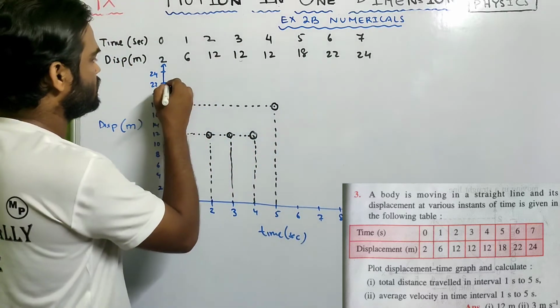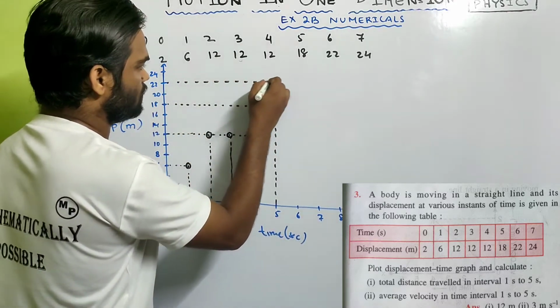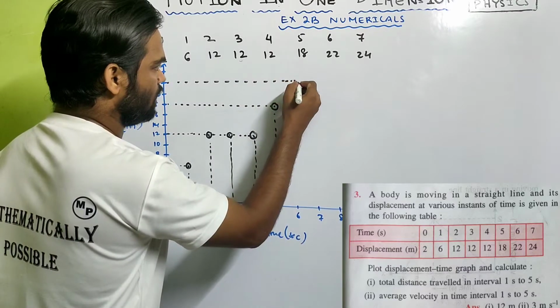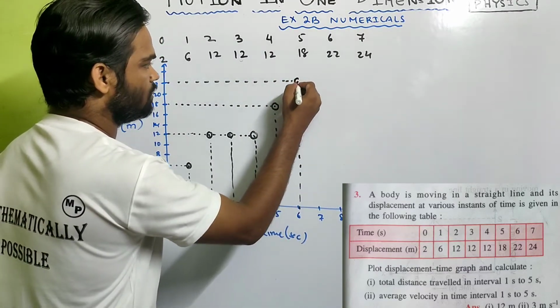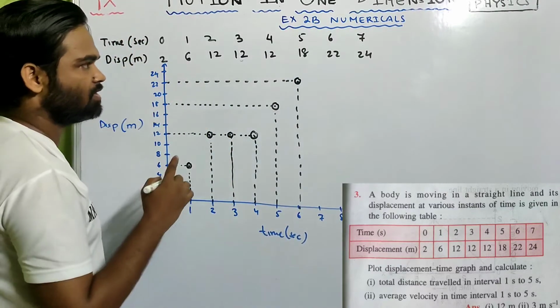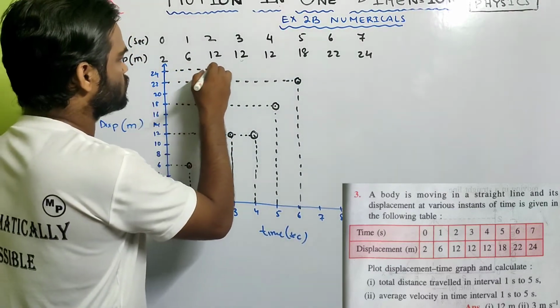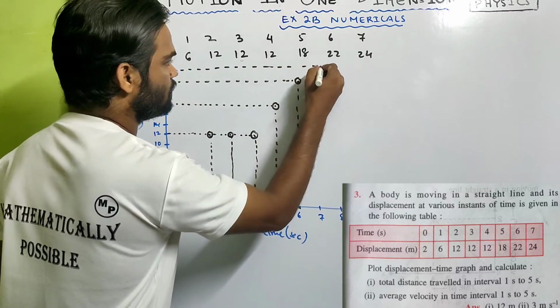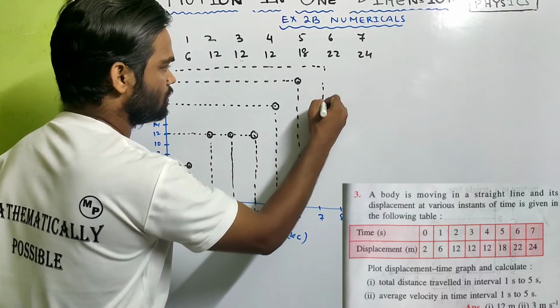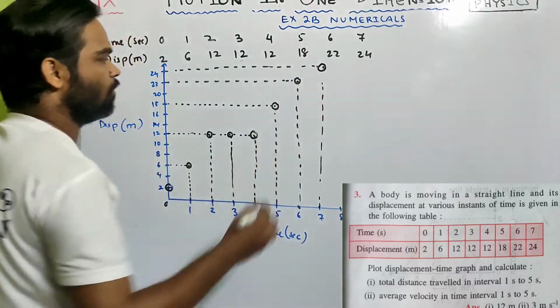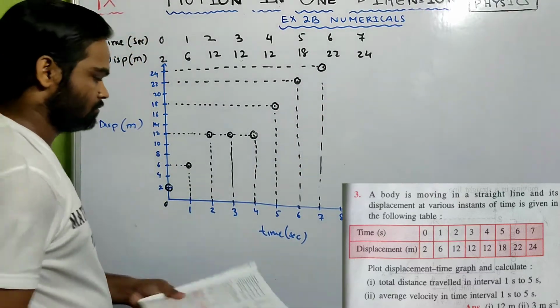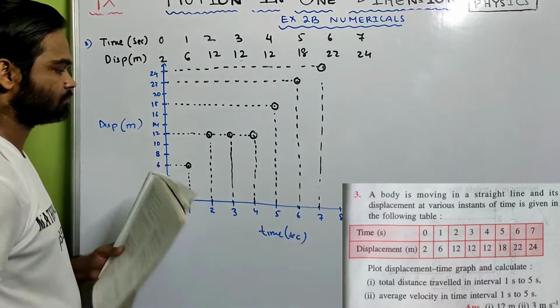After 6 seconds is 22. So somewhere over here 22. After 6 seconds over here 22. And after 7 seconds it was 24 over here. Look carefully. So this is my 24. Now let us join the points.